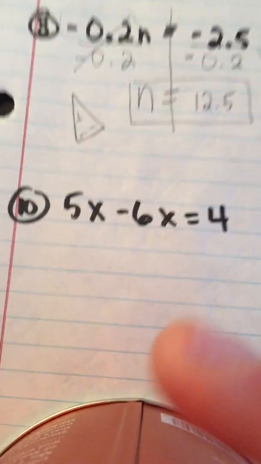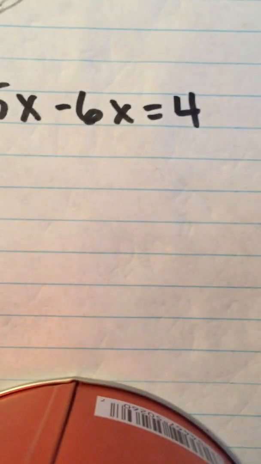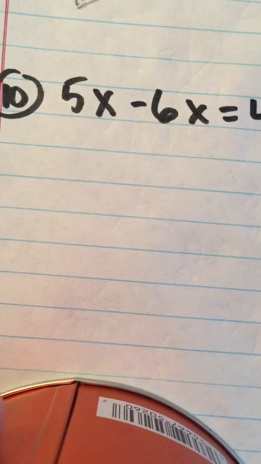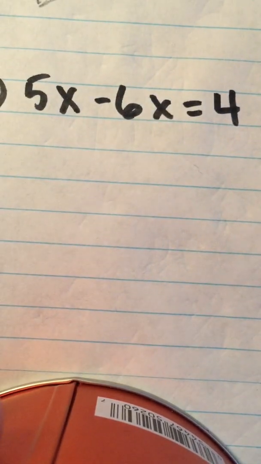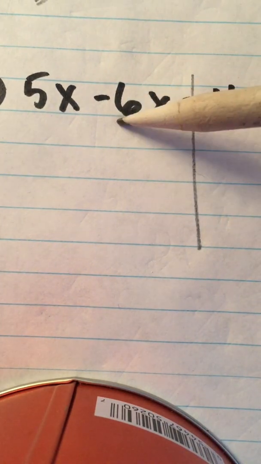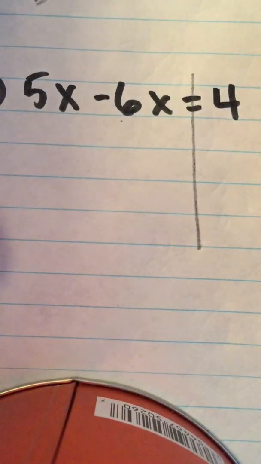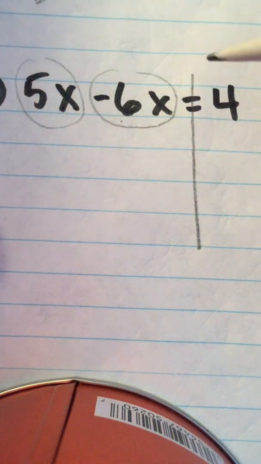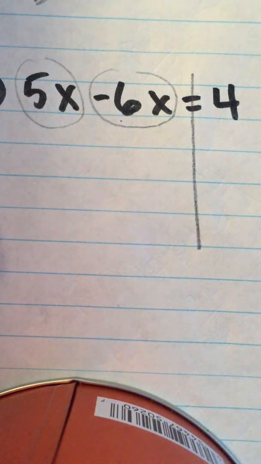Number 10 is also an equation that we have to solve for. But this one's a little different. You always have to look at this side and this side and see if there's any simplifying you can do. And if you look here, this says 5x and this is a -6x. These are like terms, so they can be combined.